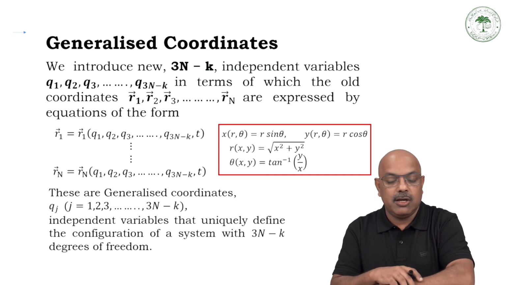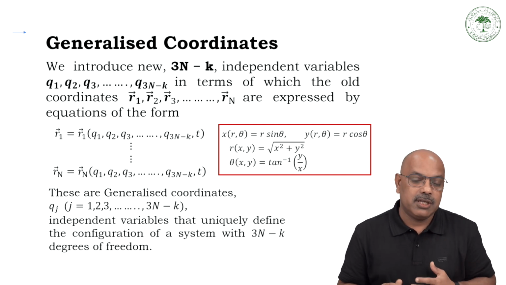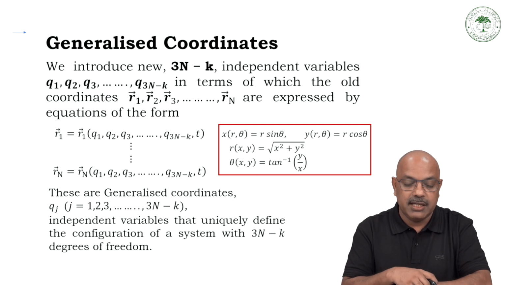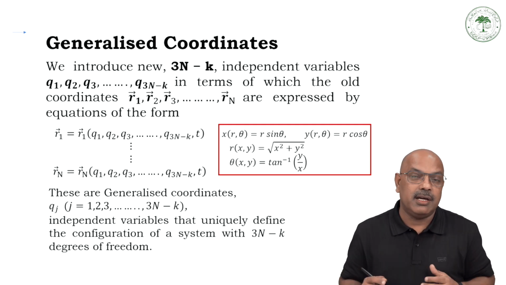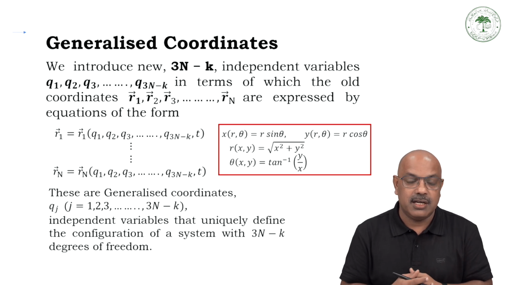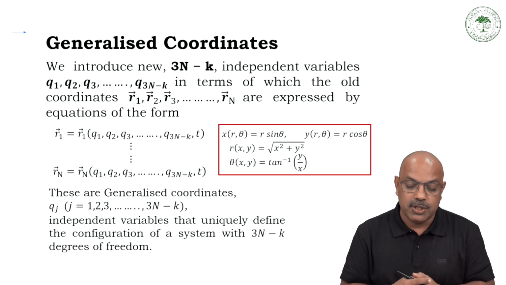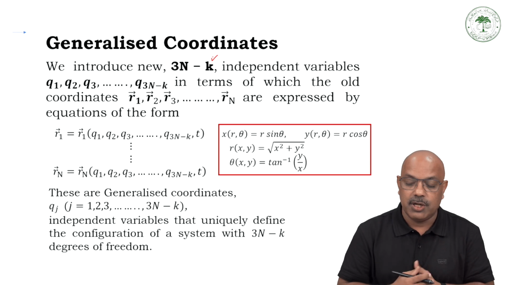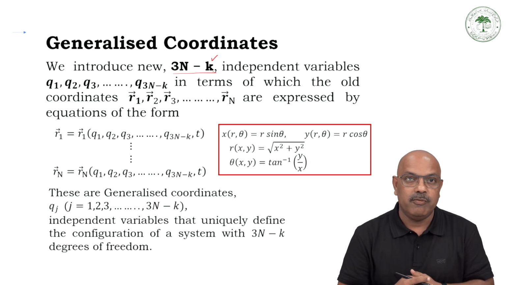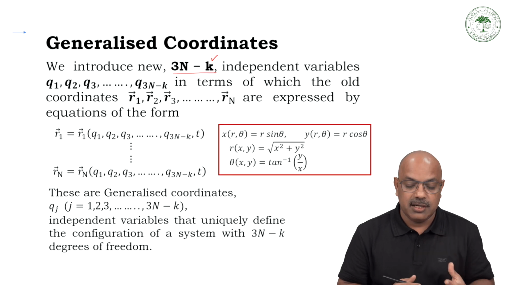So mathematically, how do we define the generalized coordinate? Consider a system consisting of n number of particles, and there are k constraints that we apply. Those constraints are in terms of equations, which give me k equations. So this 3n minus k independent variables are going to define my generalized coordinates.